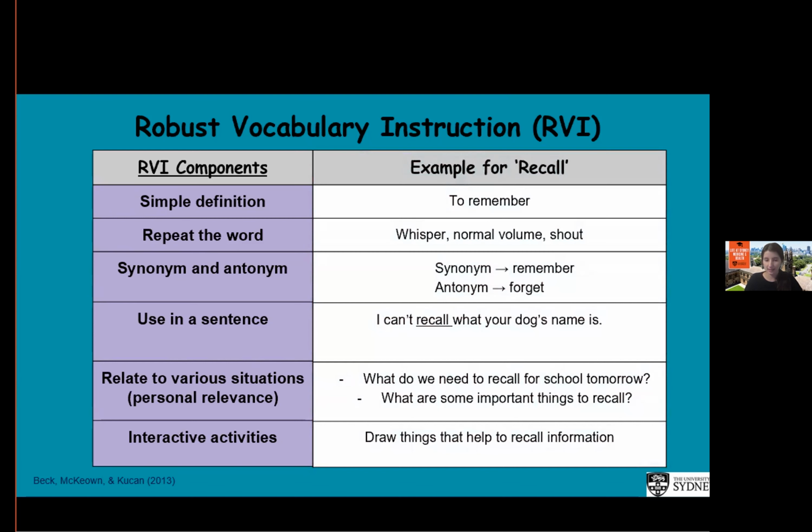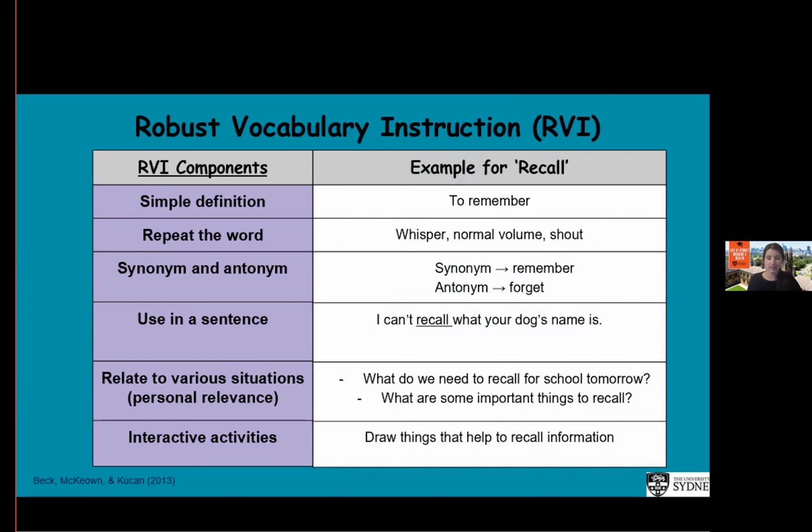Next, for using it in a sentence, the sentence for recall could be, I can't recall what your dog's name is. Then, for examples of situations when the word could be used, you could think with the students about what you might need to recall for school tomorrow, like bringing lunch or homework. Or you could think about what are some things that are very important to recall, like family members' birthdays.